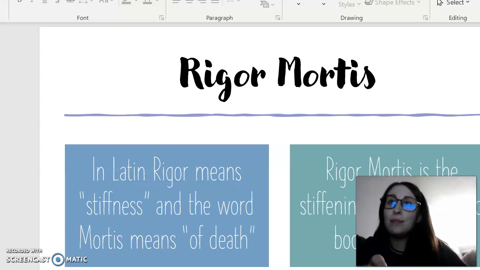Rigor mortis comes from the Latin language. Rigor means stiffness, and mortis means death. Rigor mortis is the stiffness of the deceased, the body, and the limbs.